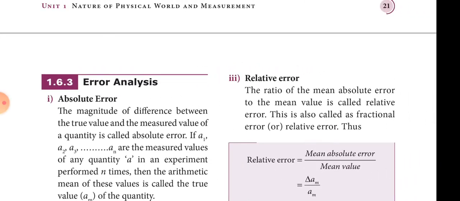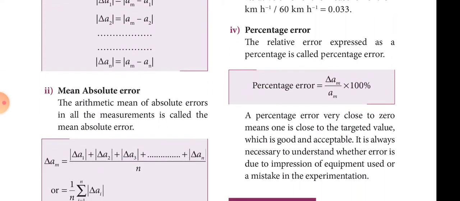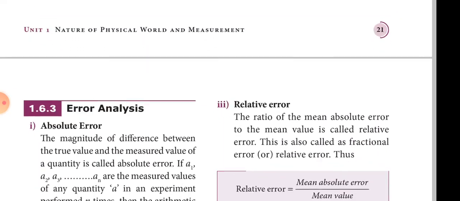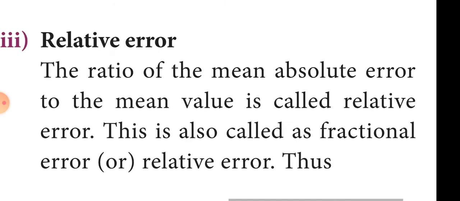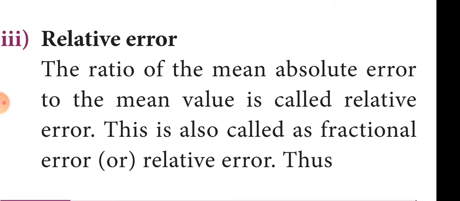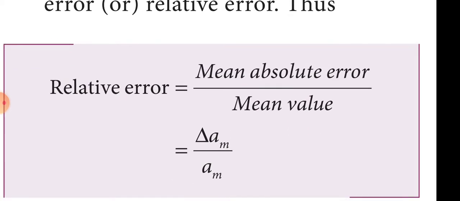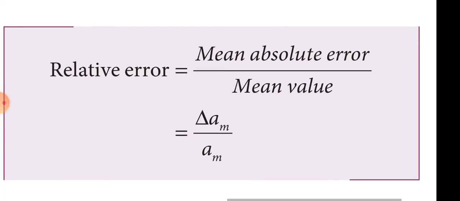Error analysis. This is asked in 2 questions. So relative error. Relative error is also called fractional error. So the question will be asked as: define fractional error. So we can write: the ratio of the mean absolute error to the mean value is called relative error. This is also called fractional error or relative error. This simply tells us relative error is mean absolute error by mean value. So we can write it as delta a_m by a_m.